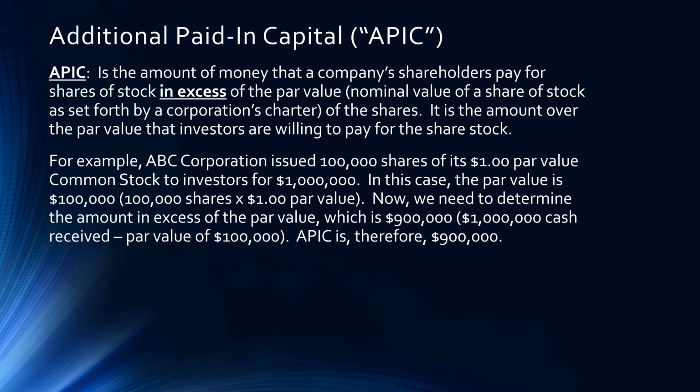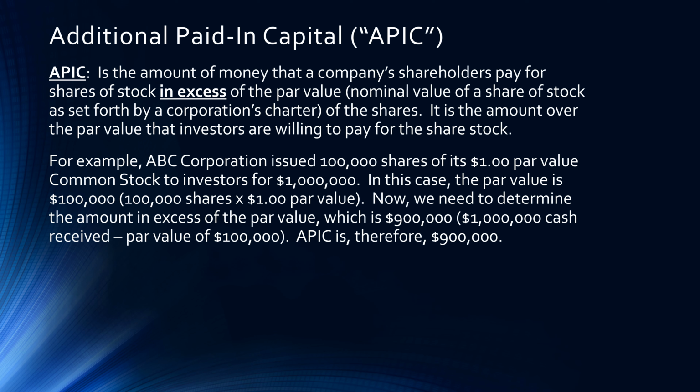Additional paid-in capital, or APIC. APIC is the amount of money that a company's shareholders pay for shares of stock in excess of the par value of the shares. The par value of the shares represents the nominal value of a share of stock set forth by the corporation's charter. So basically, the par value of any stock trading on Wall Street is a pie-in-the-sky number that's made up by the corporation.